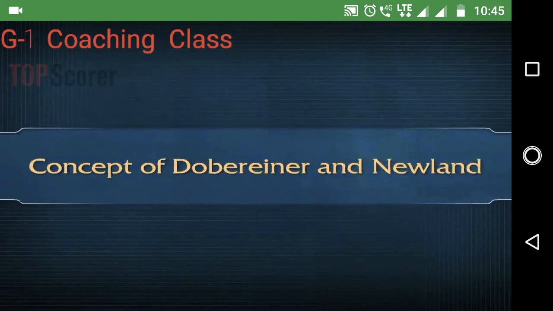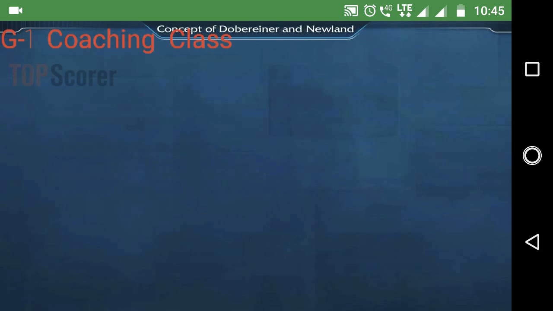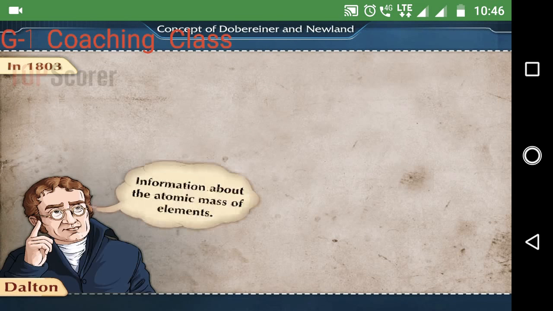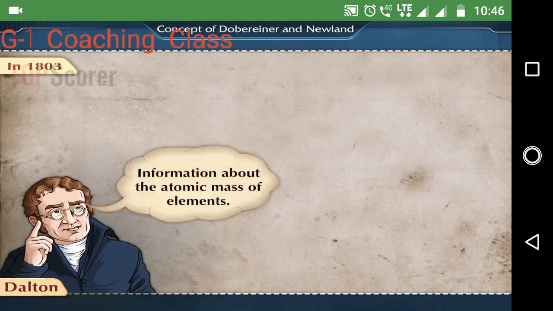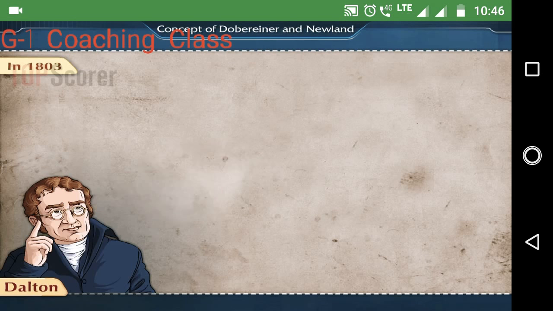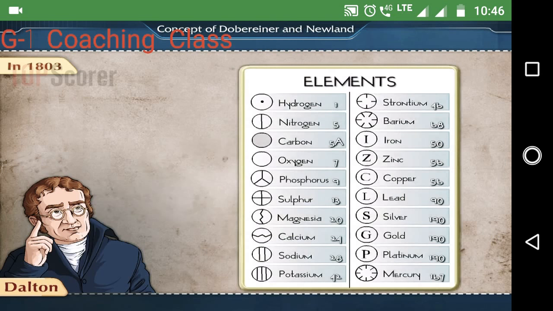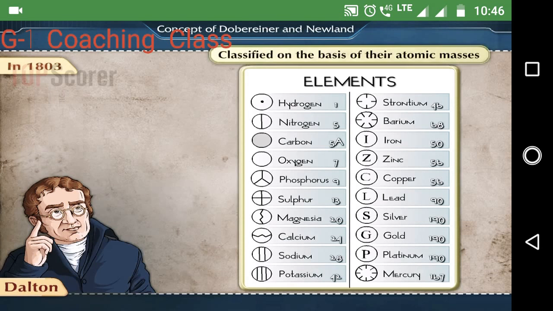Concept of Dobereiner and Newlands. In the year 1803, Dalton gave us information about the atomic mass of elements. All the elements which were found at that time were classified on the basis of their atomic masses.